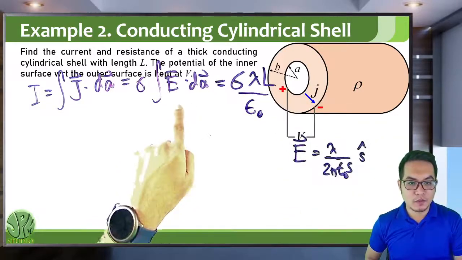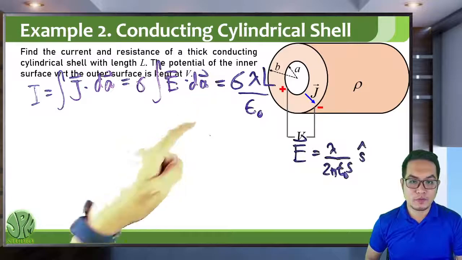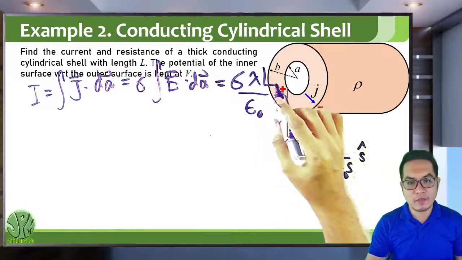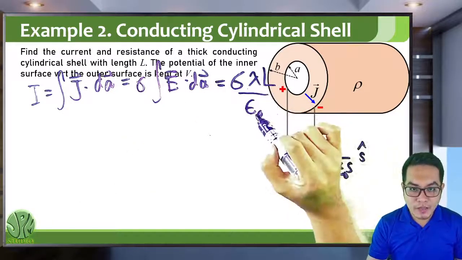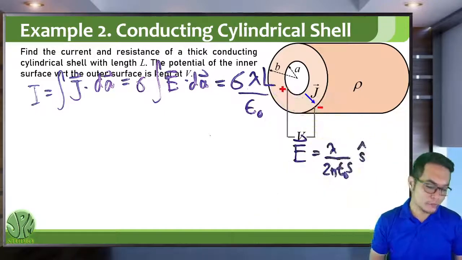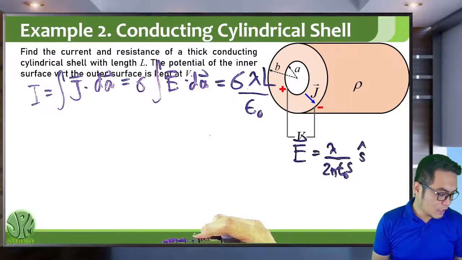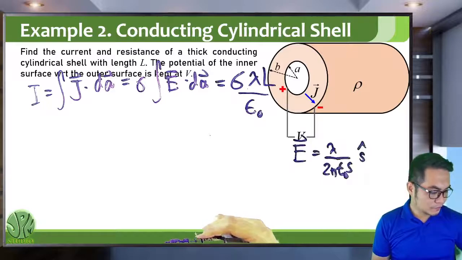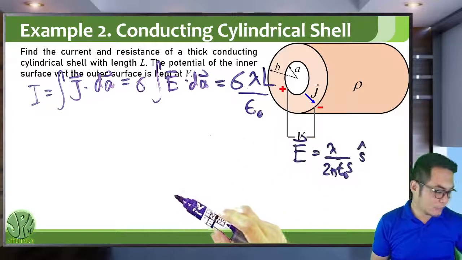So this is Gauss's law. It's equal to the charge enclosed over epsilon naught. The charge enclosed is lambda times L. Charge per unit length times length, you get charge. Okay. So this is our current. But it's not yet the final form.